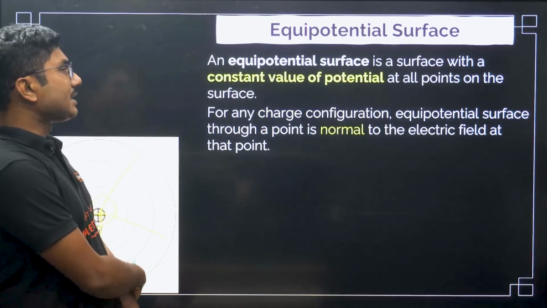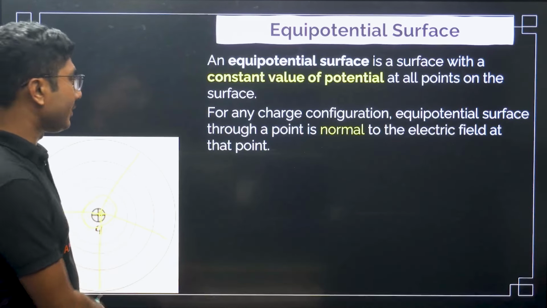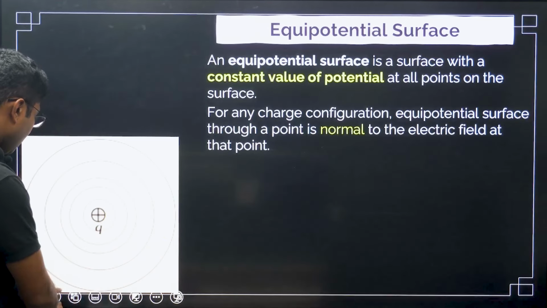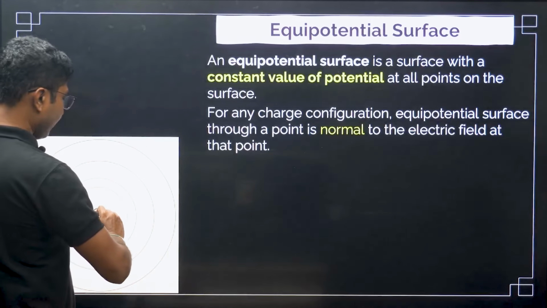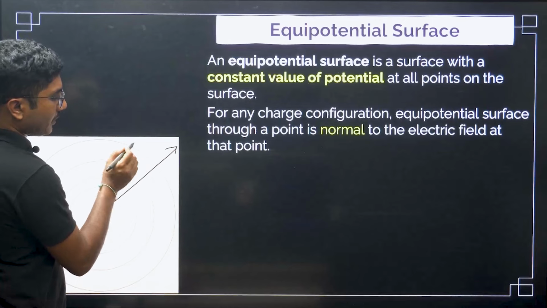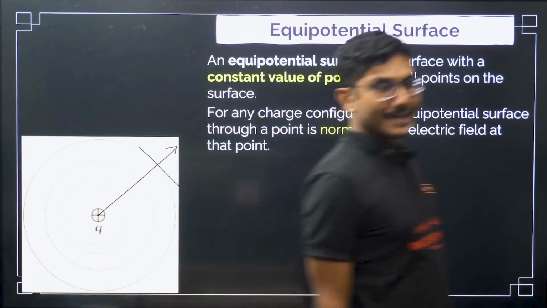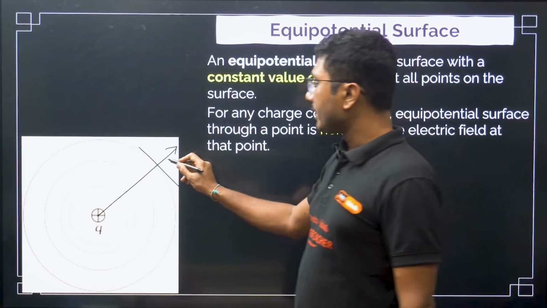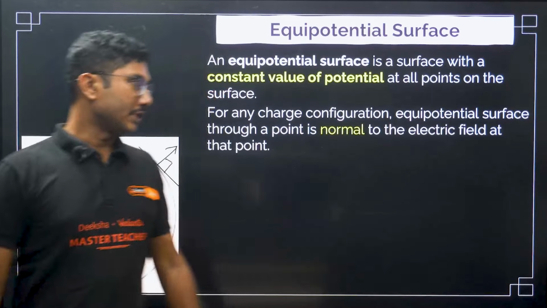For any charge configuration, equipotential surface through a point is normal to the electric field at that point. So, if you consider the electric field, what is the direction of electric field? Electric field is radially outward. Now, if you consider this point, what will be the equipotential surface? Equipotential surface is this one, right? For curved surfaces we consider the tangent. So, it is always normal. Electric field and equipotential surface are always normal to each other.